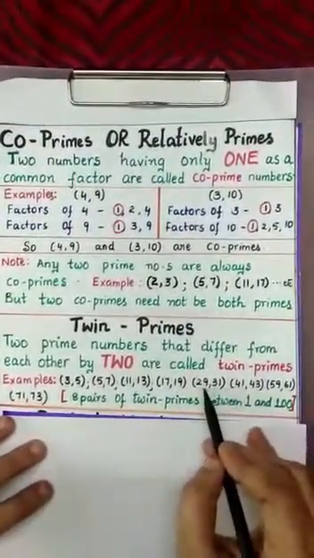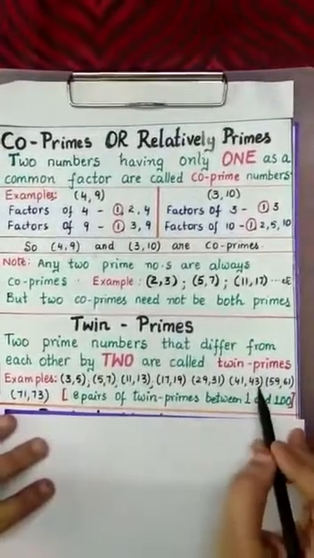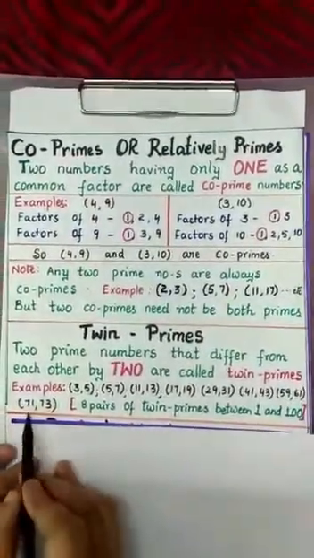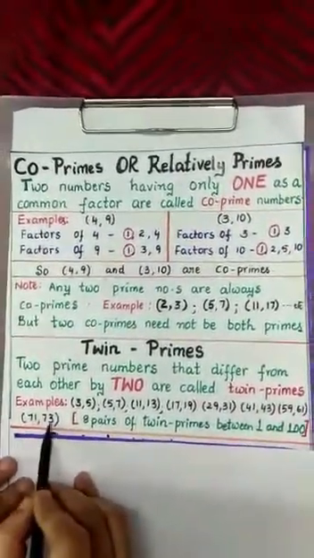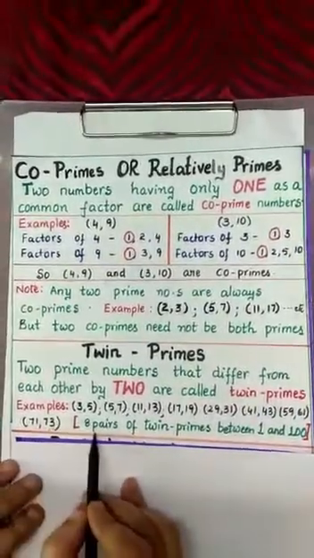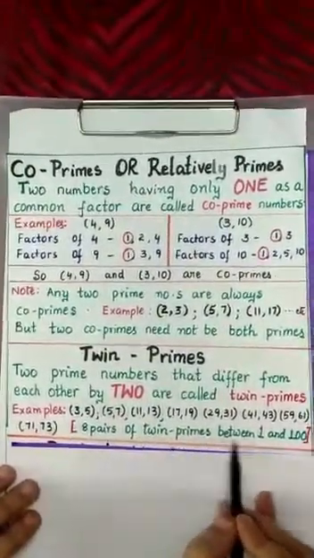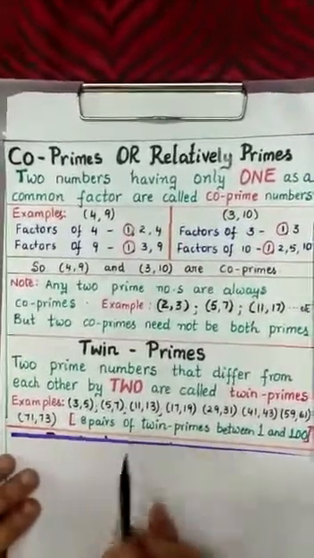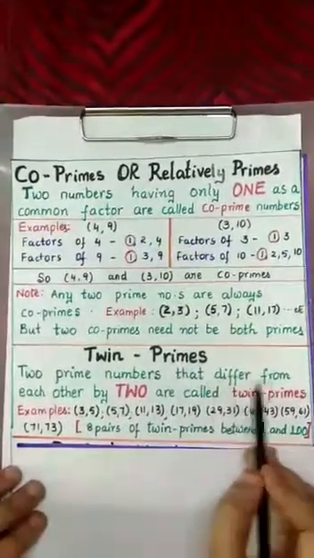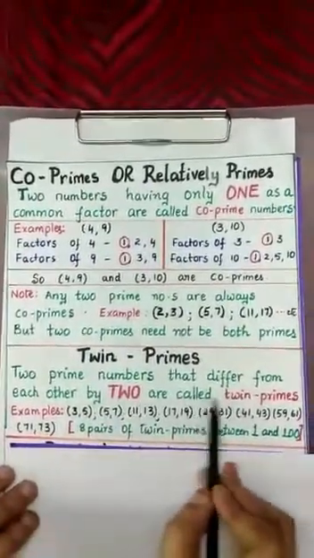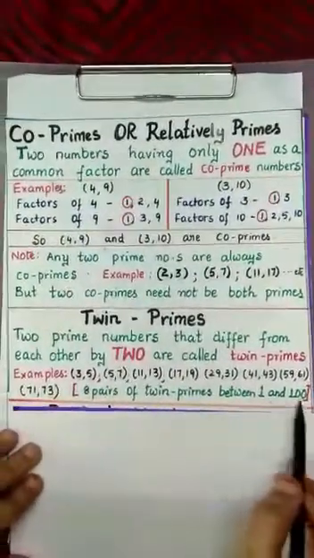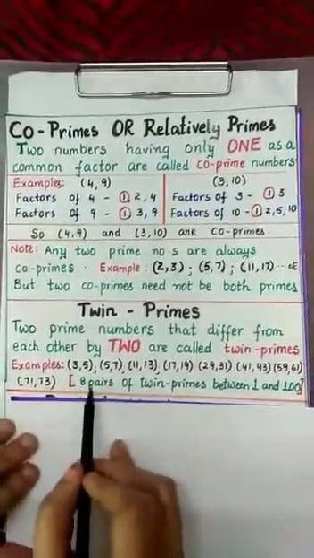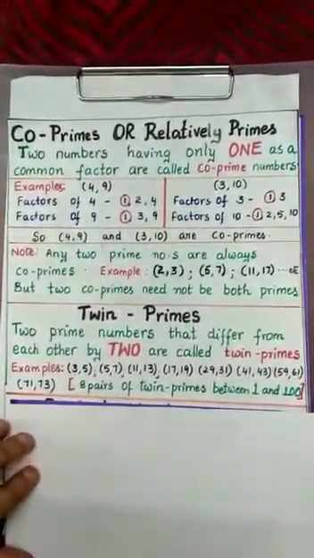So we have some more examples here: 29, 31; 41, 43; 59, 61. Last example, 71, 73. Again both are prime numbers whose difference is 2. So we have 8 pairs of twin primes between 1 and 100. This is very important. Once again, you take two prime numbers that differ from each other by 2, called twin primes. So how many pairs of twin primes do we have between 1 and 100? Remember that, 8 pairs. You have to learn all these by heart, children.